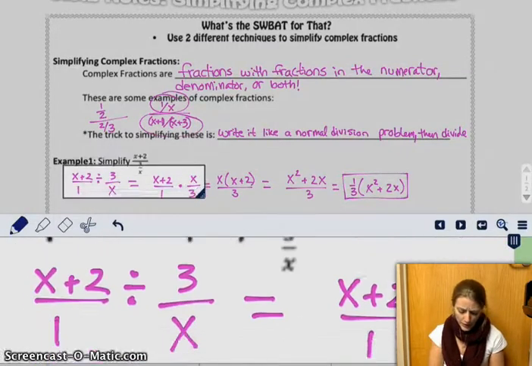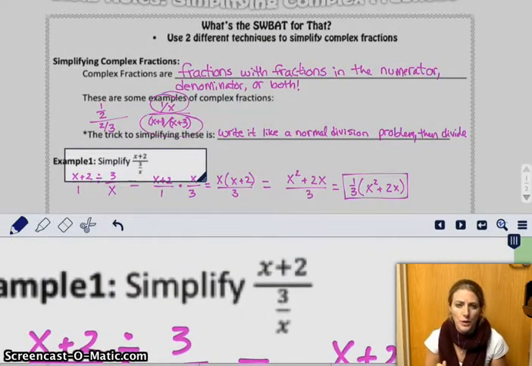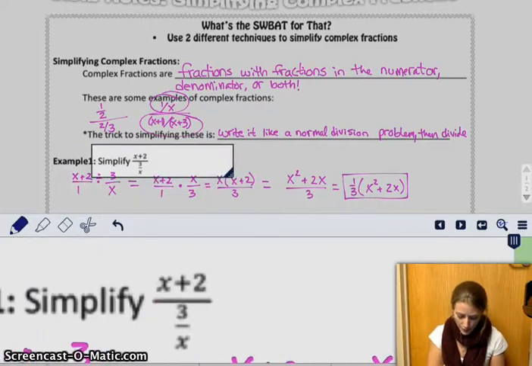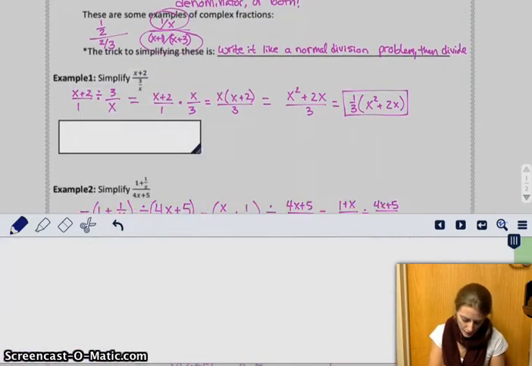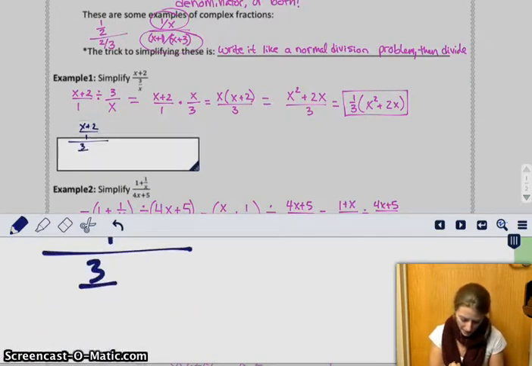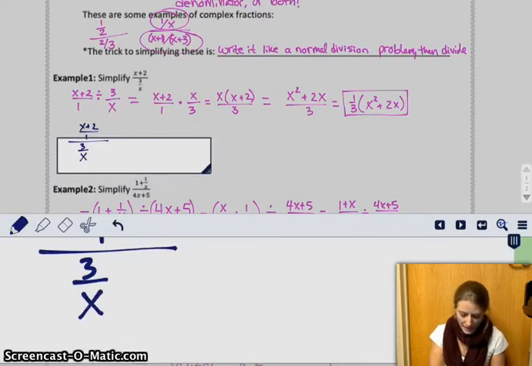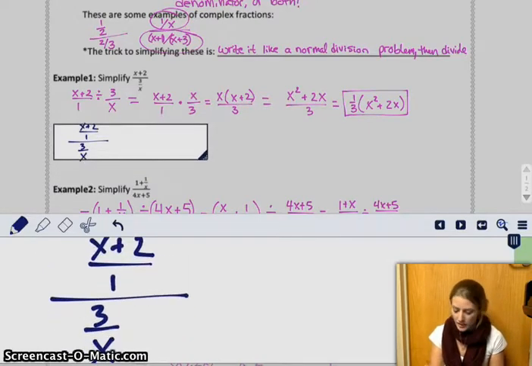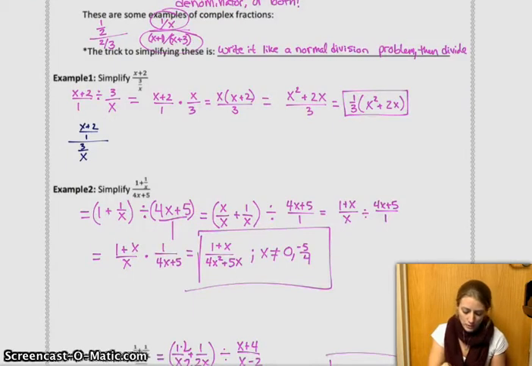So for this one, example 1, we have x plus 2 over 3 divided by x. So I'm going to actually rewrite that as x plus 2 over 1 divided by 3 over x. And then again, I take my outside terms, which is x plus 2 and x. Bam.